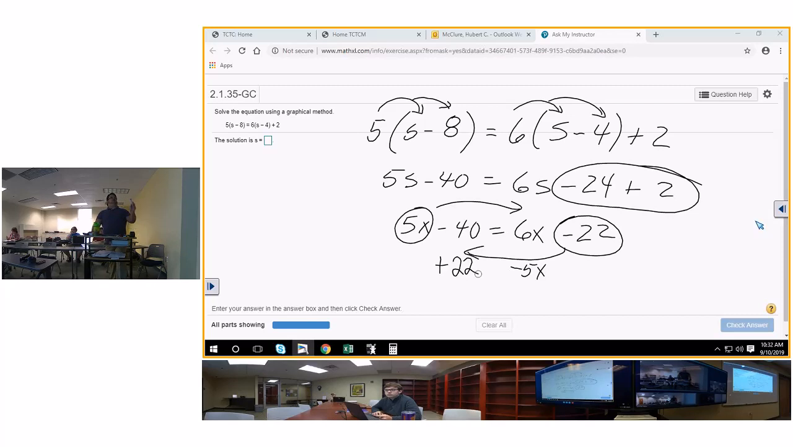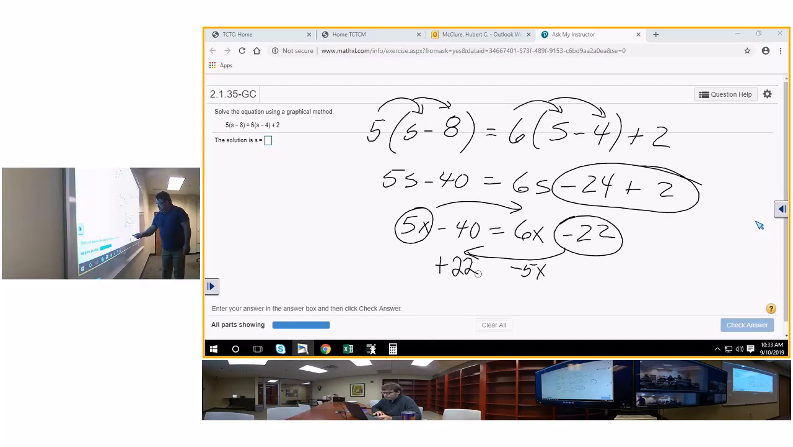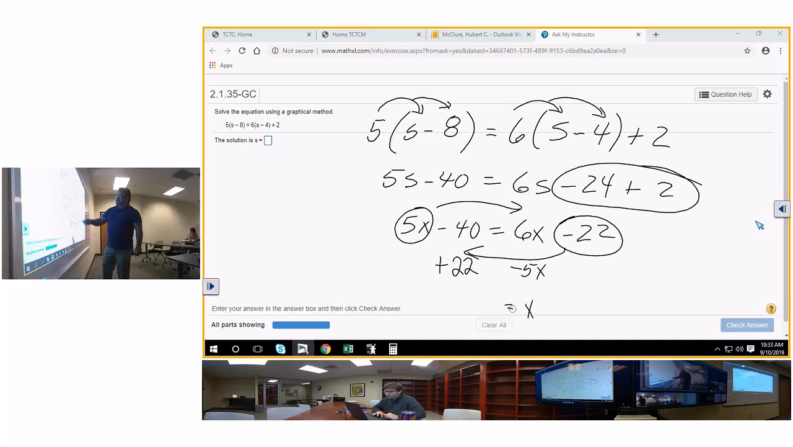Because what do you have to do with that negative after you make the X negative? Make it positive. You have to make it positive. So why do you want to do double the work? So keep the variable positive. And what's 6X minus 5X? X. And what's negative 40 plus 22? Negative 18.